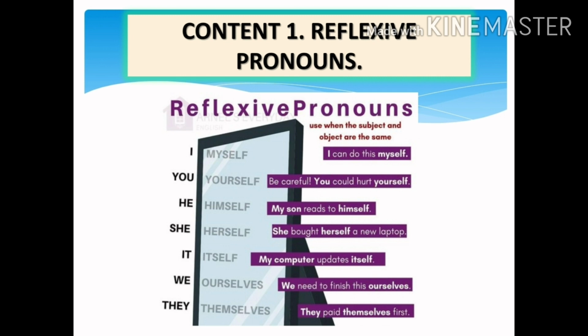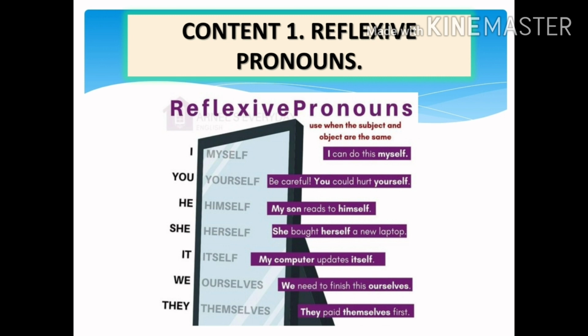The first sentence says, I can do this myself. Puedo hacer esto por mí mismo o puedo hacer esto por mí misma. The second sentence, be careful, you could hurt yourself. Ten cuidado, te puedes cortar a ti mismo. Then the next example, my son reads to himself. On this sentence, we are talking about he. My son reads to himself. Mi hijo lee por sí mismo.